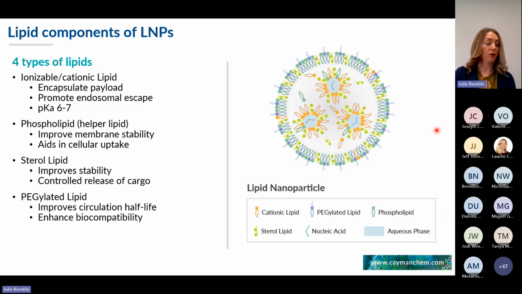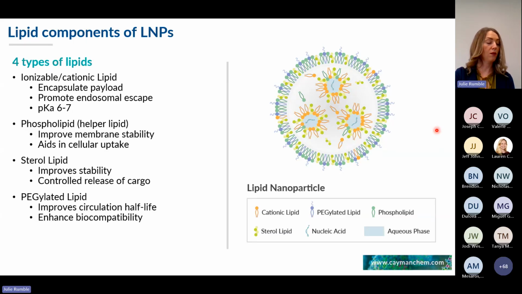Next is the sterol lipid, most commonly cholesterol. It is incorporated into the lipid composition to enhance the structural integrity and rigidity of the LNP. It also helps to reduce formation of large aggregates, maintaining particle size. This is all crucial for the stability and controlled release of the cargo.